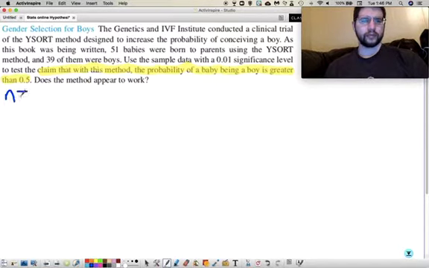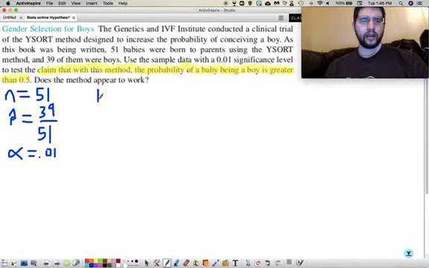In 51 babies, P hat, 39 of those 51 were boys. So for you TI users, you're going to use 39 for your X. We don't need Q hat. Let's write down our hypotheses. Alpha we can go ahead and write: 0.01.